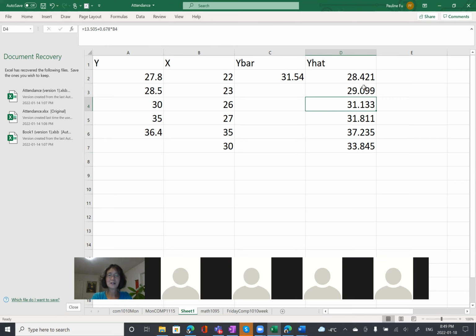Yeah, sorry, I was looking at C2, so I got confused there. Okay, C2 is just the y bar, the average of y. The purpose of this small exercise is to demonstrate the difference between the three y. Y represents the original data, y bar is the average of the original data, and y hat is the predicted y based on the equation.